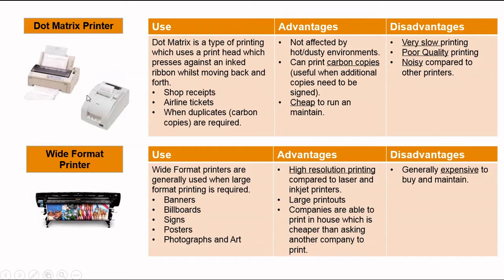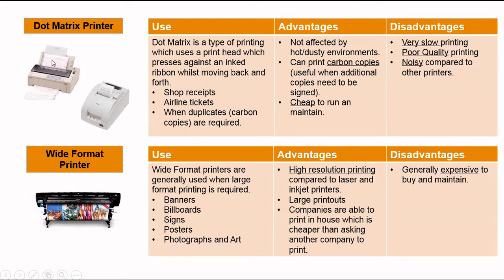A dot matrix printer is what you have seen when you go to pay your fees in the reception. A dot matrix printer is a kind of printer which uses a print head which is pressed against an inked ribbon and it moves back and forth. So, that is why you have noticed it is quite noisy. It goes to one side and then goes to the other side and so on. It is used basically for receipts and wherever carbon copies or duplicates are required.